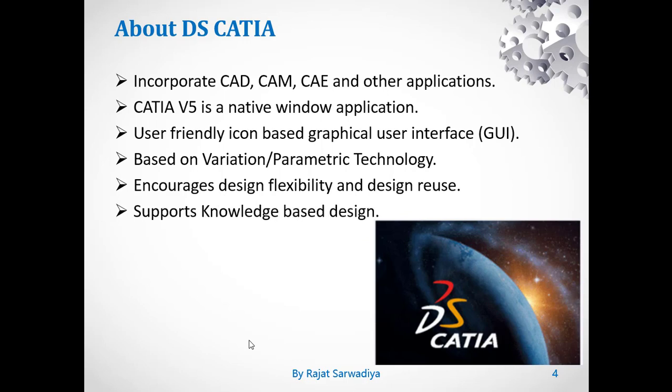It supports knowledge based design. CATIA supports knowledge based design function for standard parts. It has its own library named catalog. You can directly pick the standard required parts from the library. You don't need to create any part, you don't need to define the parameters.